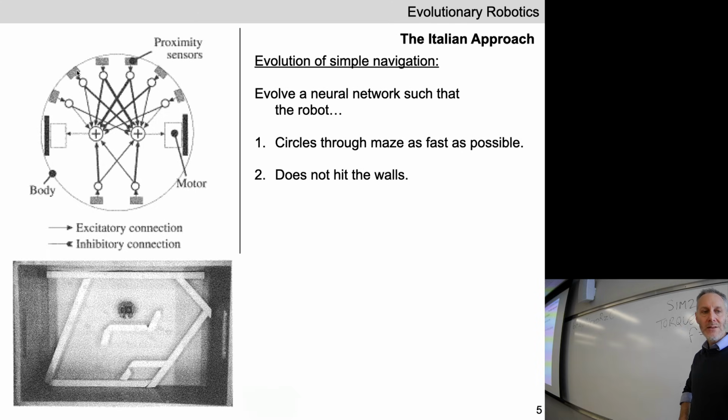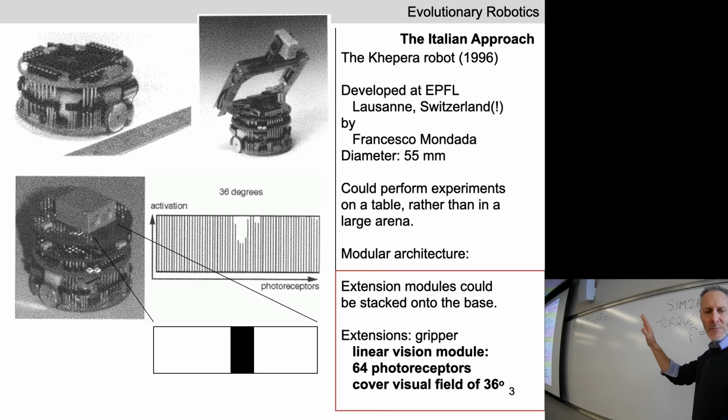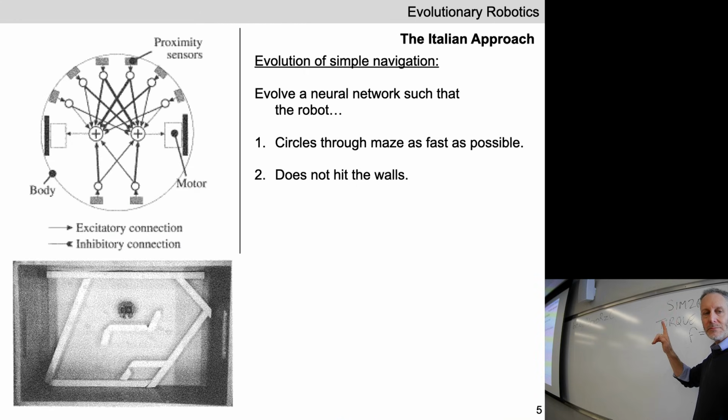We have 1, 2, 3, 4, 5, 6 proximity sensors. I'm sorry, I misspoke. So here's the linear vision module here. They did not use the linear vision module for this experiment. They used proximity sensors. These are sensors that send out one beam of infrared light. And if that beam of infrared light hits something and bounces back, and the sensor recovers some of that infrared light, the time between the emission of the pulse and retrieving some of that light tells it how far that pulse of infrared light traveled.